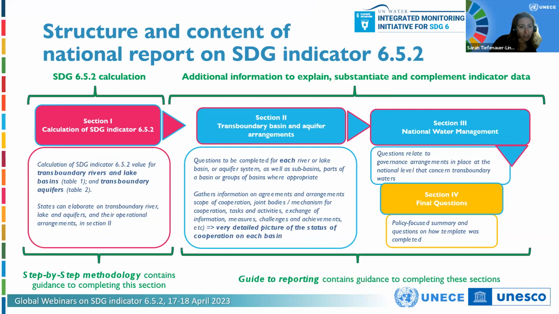So here you have an overview of the reporting templates and also its articulation with the guidance documents. The template is composed of 4 sections. The first section contains information regarding the calculation of the indicator value. So all values are regarding surface water and groundwater as well. And then sections 2, 3, and 4 contain more descriptive information, and they help substantiate whether the operationality criteria that Tatiana mentioned before are met.